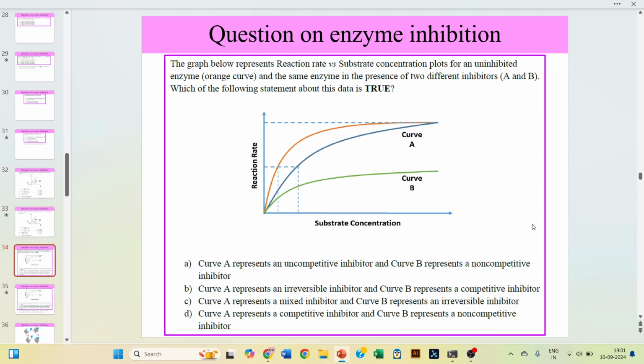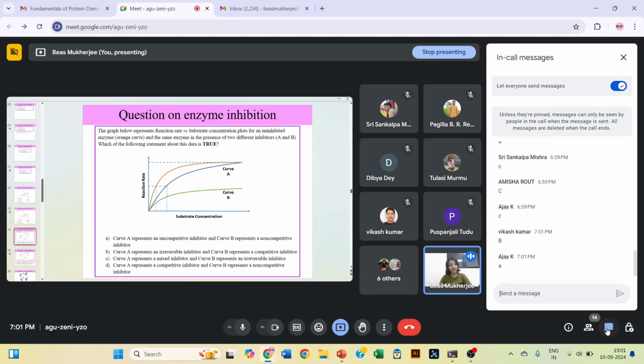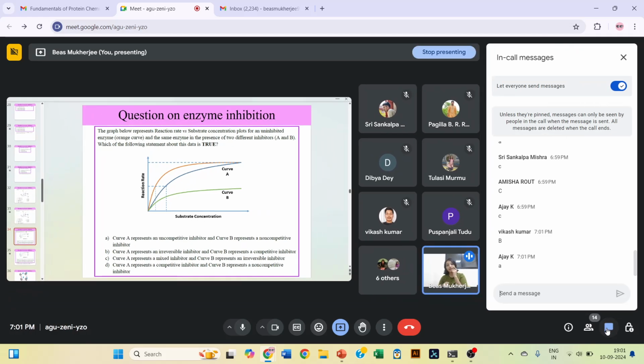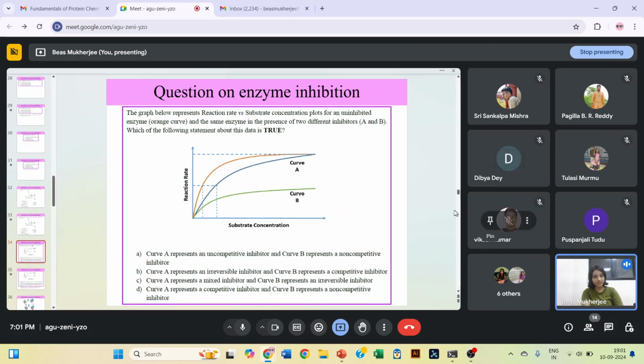These are the kind of questions that you can actually expect in your exams. These questions will come, and for these you need to know the axes for different kinds of plots, the Michaelis-Menten equation, and how to derive each. So now this is another question. If you remember the Michaelis-Menten plot for the different inhibitor models, you will be able to answer this.